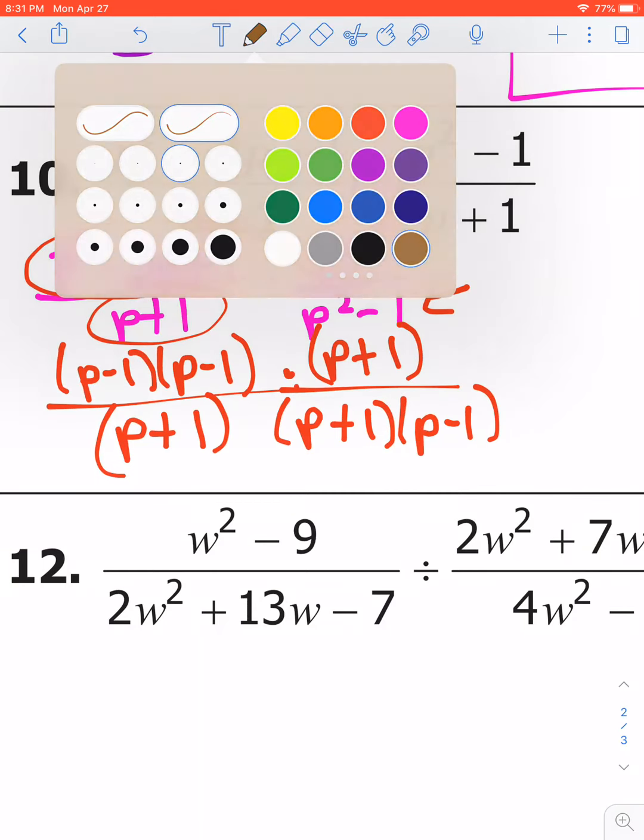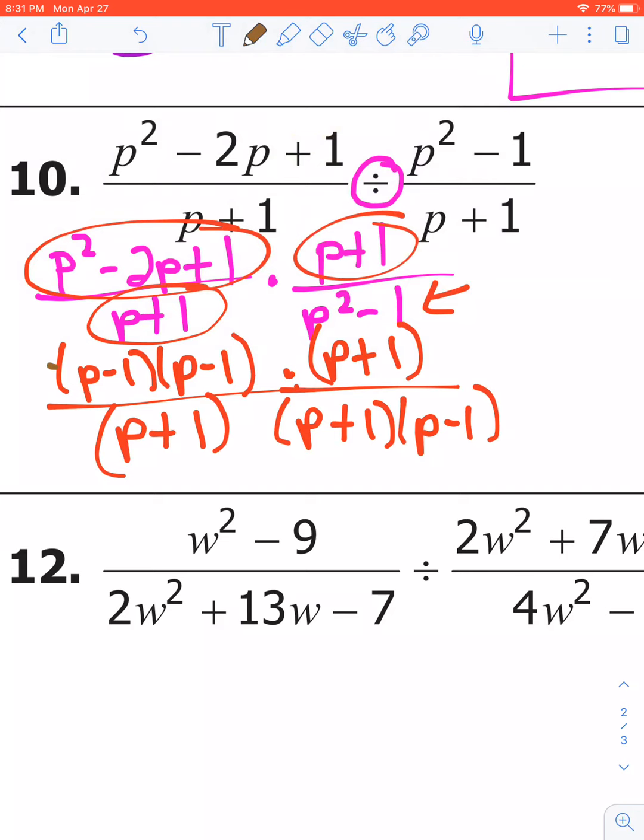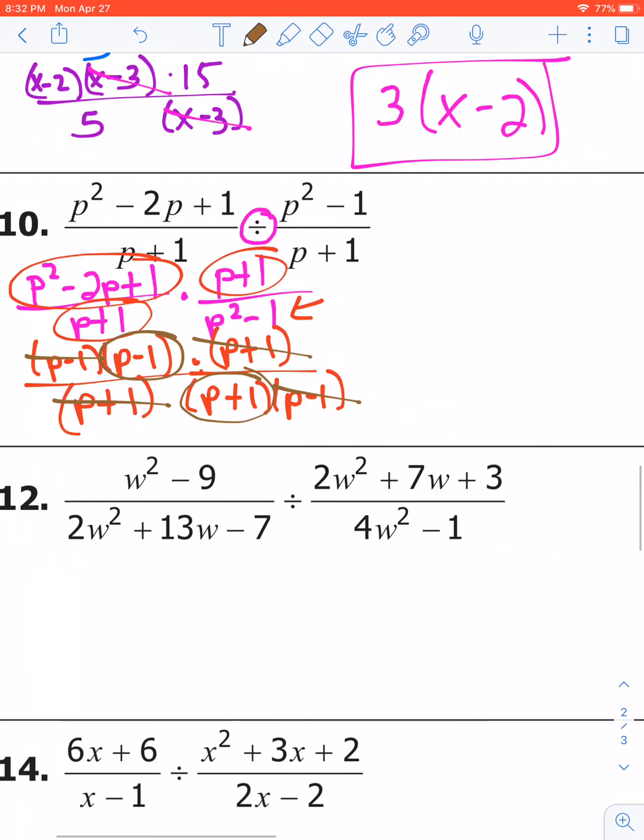Once you have successfully factored, we're ready to cancel. This p minus 1 cancels out a p minus 1. There aren't any more p minus 1, so that stays. This p plus 1 only cancels out one p plus 1. This stays, so I get a final answer of p minus 1 over p plus 1.